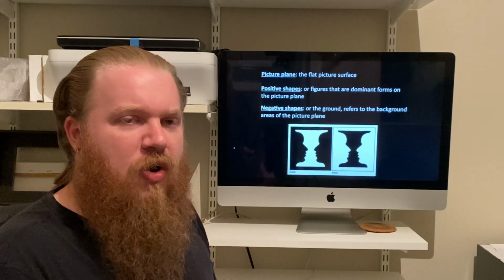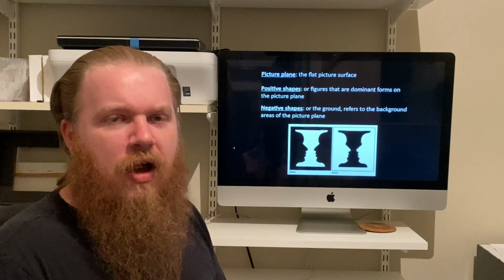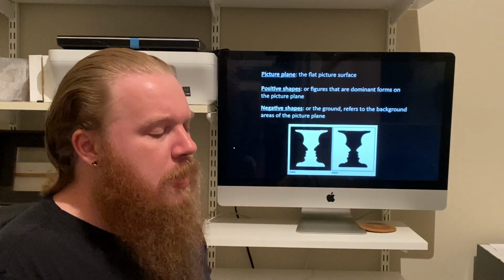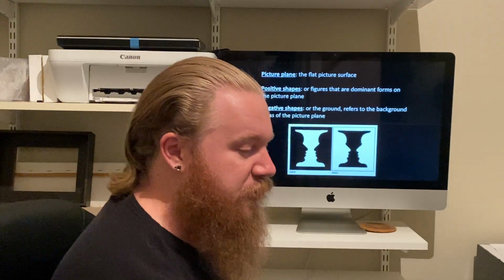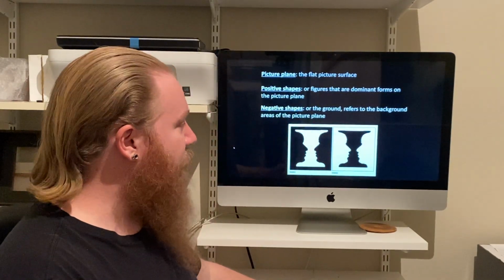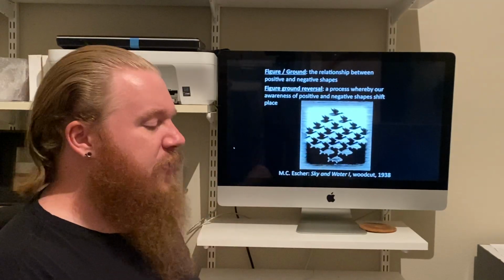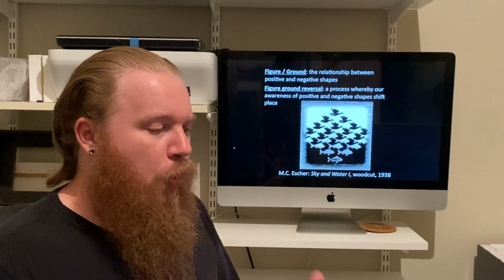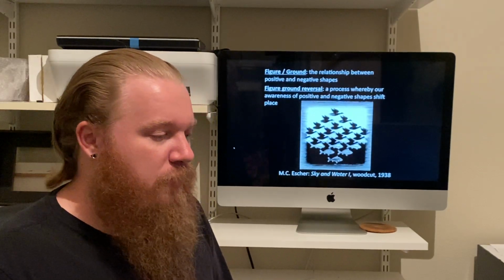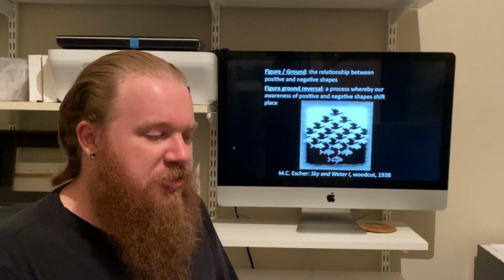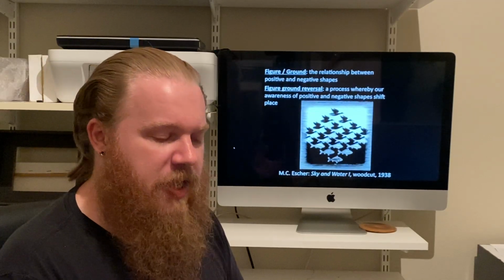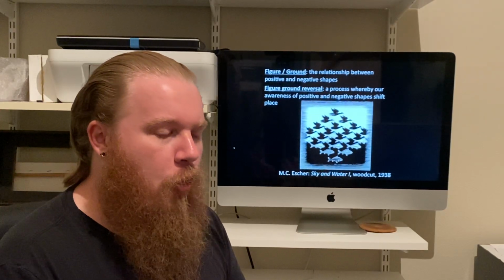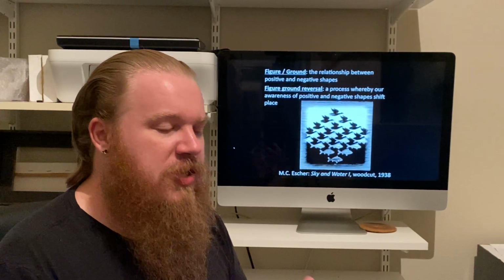And so sometimes artists play this up. Not a lot of artists really deal with this. It's usually much more subtle than this kind of example. But there are some, such as M.C. Escher, who really play up this whole idea. And so this whole idea refers to what's known as the figure-ground relationship or the figure-ground reversal. And so figure-ground refers to the relationship between these positive and negative shapes, whereas the figure-ground reversal refers to the process whereby our awareness of positive and negative shapes shifts place.